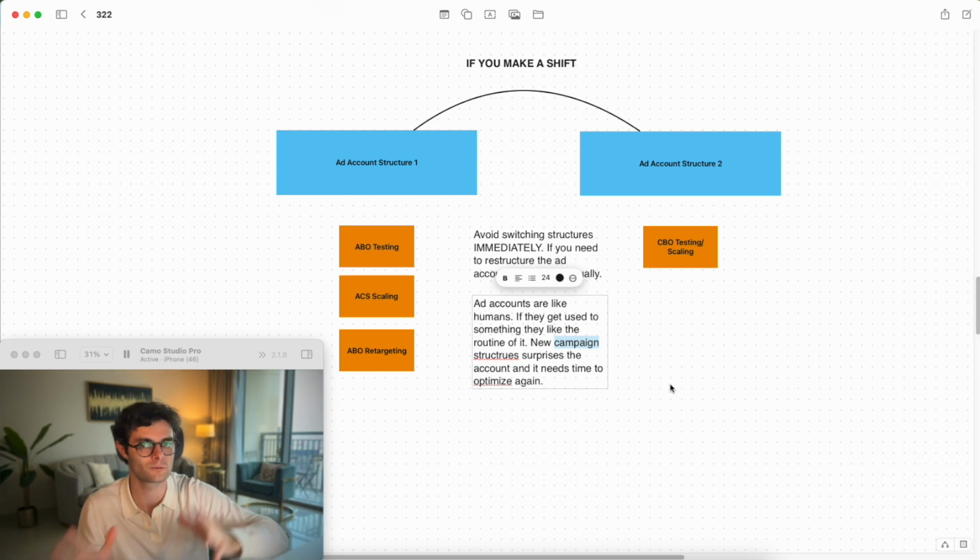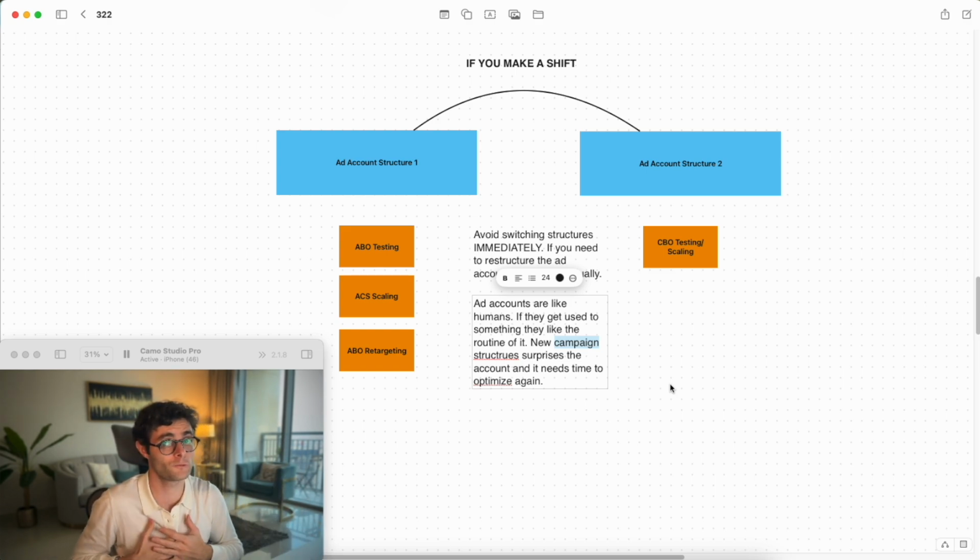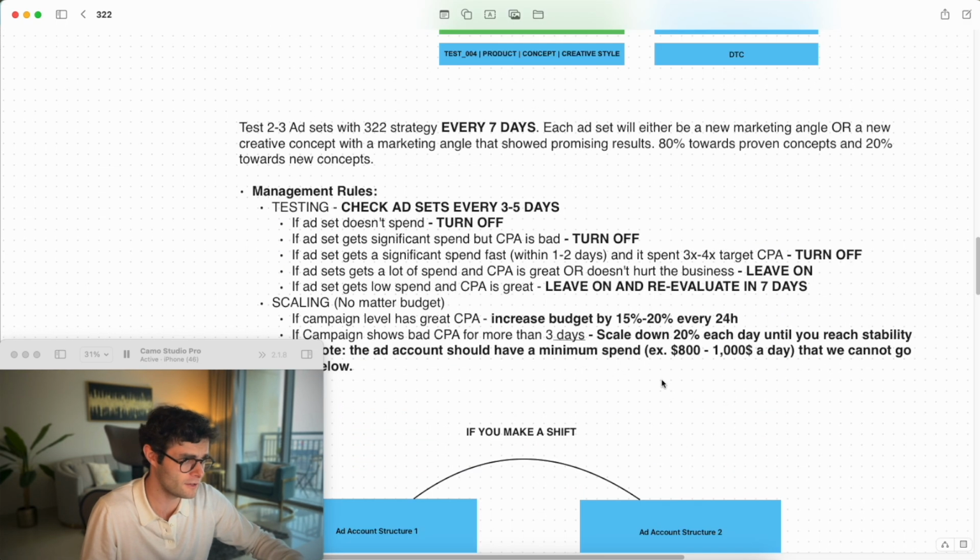So you can't just go from one structure to another, which is something that we do not do, right? If we want to go really to a different structure, we make the shift very, very gradual so that it's almost seamless, and the ad account doesn't even notice what's happening. Okay, so bear in mind with this.